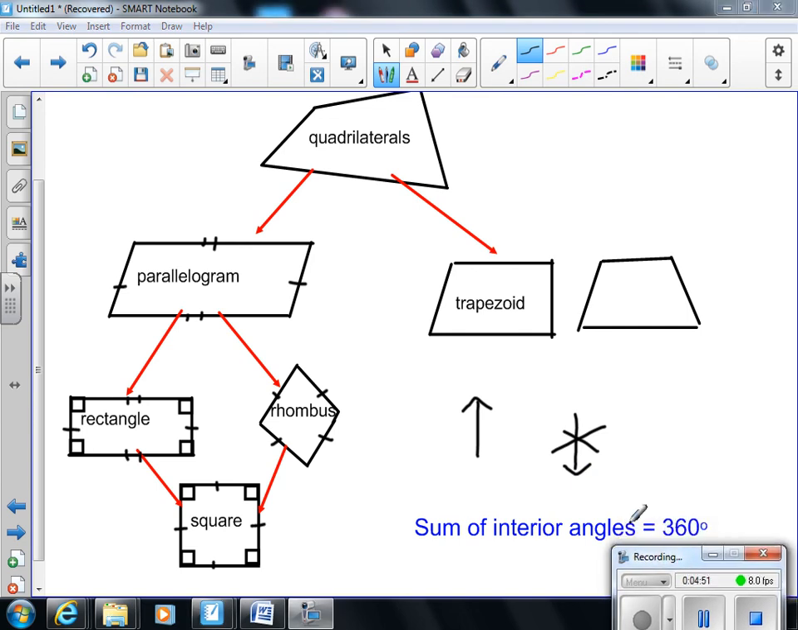Okay, then another note that you need to write down is that the sum of the interior angles of any quadrilateral will be equal to 360 degrees. The sum of the interior angles. Now, what are the interior angles? The inside, right in here. These are the interior angles. No matter what the quadrilateral is, all those angles should add up to be 360 degrees.